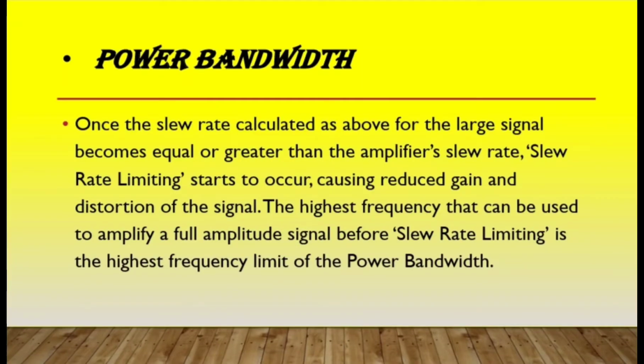Power bandwidth. Once the slew rate calculated as above for the large signal becomes equal to or greater than the amplifier's slew rate, slew rate limiting starts to occur, causing reduced gain and distortion of the signal. The highest frequency that can be used to amplify a full amplitude signal before slew rate limiting is the highest frequency limit of the power bandwidth.